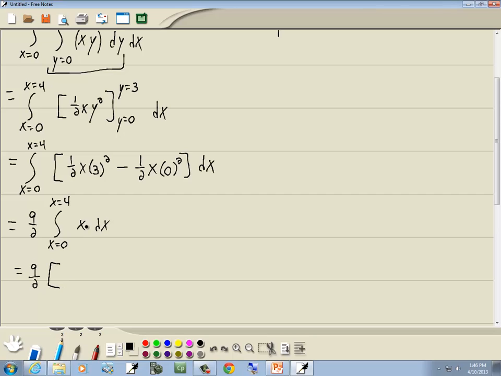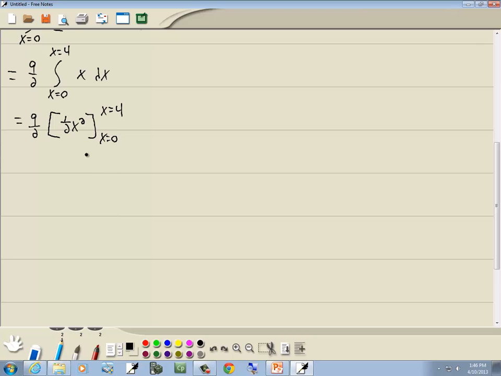Well, add 1 to our power, divide by our new power, so we've got 1/2 x squared from x equals 0 to x equals 4. I can take the 1/2 and put it out in front so I don't have to worry about it. Now plug 4 in for the x, so I've got 4 squared, minus, and plug 0 in for the x, so I've got 0 squared. Now this gives us 9/4, and 0 squared drops away, so we've got 4 squared, which is 16. So we've got 9/4 times 16, which gives us 36.